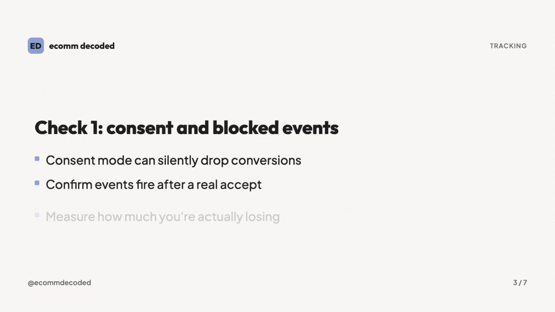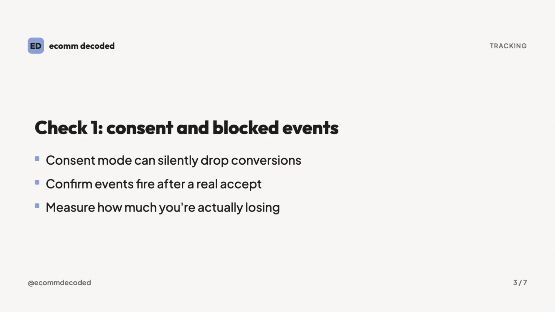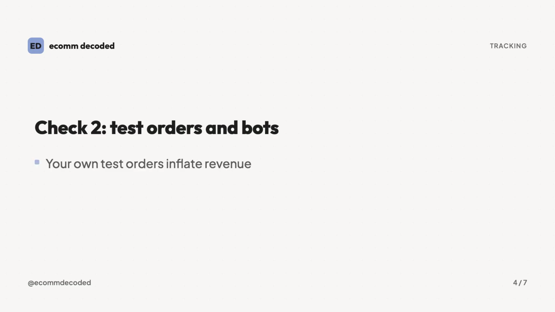Check 1 is consent. Modern consent banners can stop your conversion events from firing at all, and most owners have no idea how much they're losing. So I confirm the events actually fire after a real shopper accepts, and I measure the share that never makes it through. If a third of your conversions are vanishing at the banner, no dashboard downstream can be trusted until that's fixed.